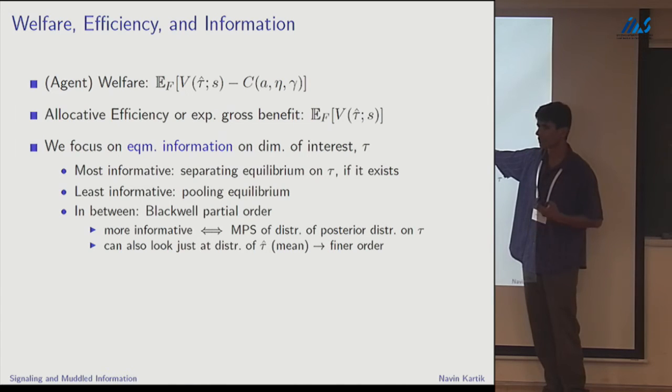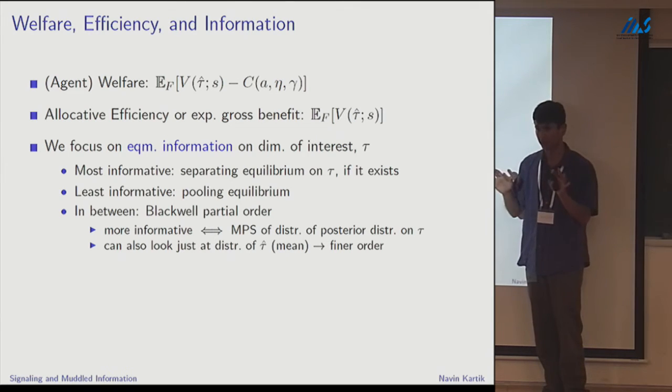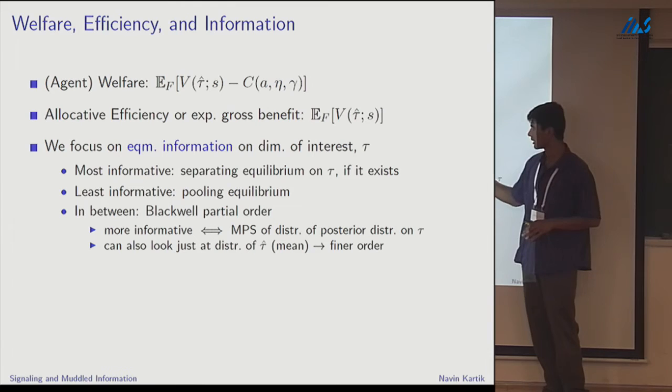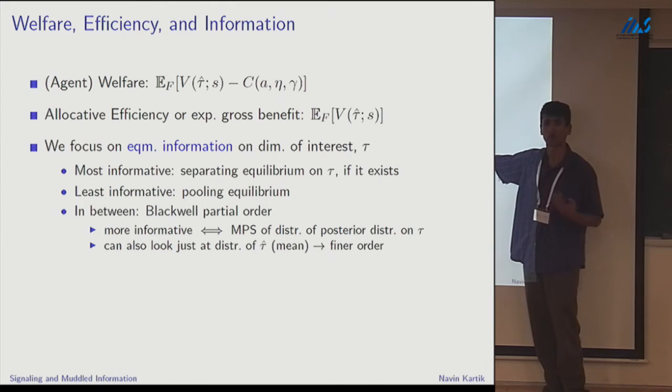Clearly, if there existed a separating equilibrium on the dimension of interest, and you should always keep in mind that when I say separating equilibrium, I mean separating on that dimension. It may not reveal both dimensions of an agent's type, but the agent's type on the dimension that the market cares about is revealed. So that would clearly be the most informative equilibrium. Least informative would be pooling.